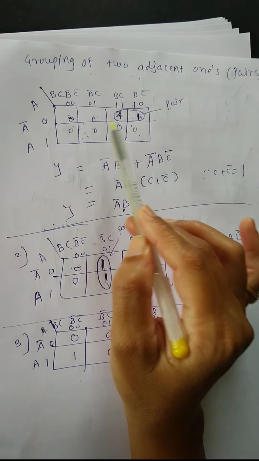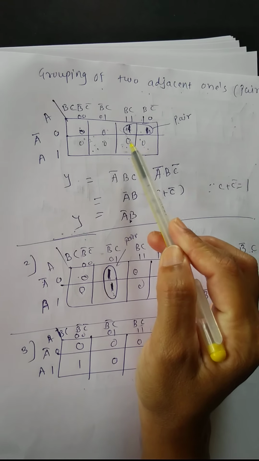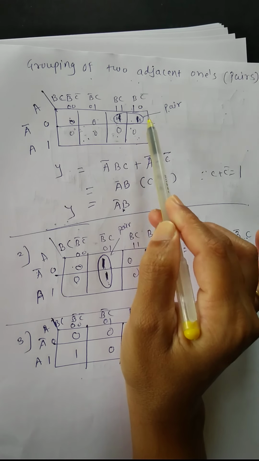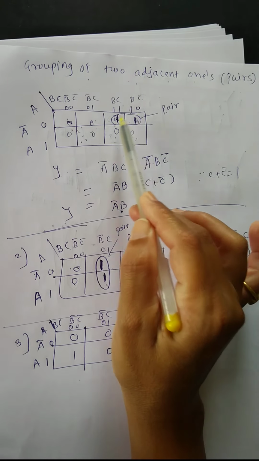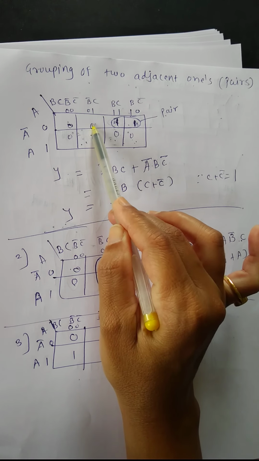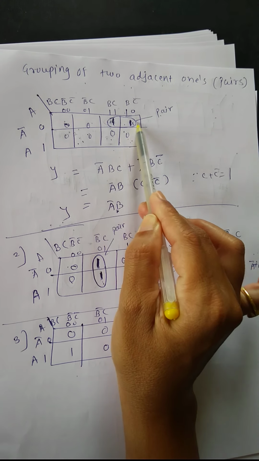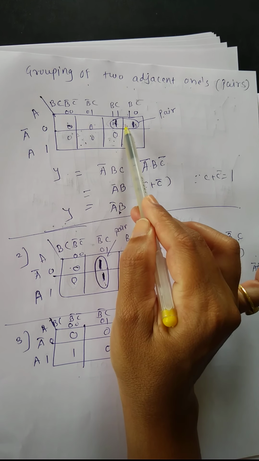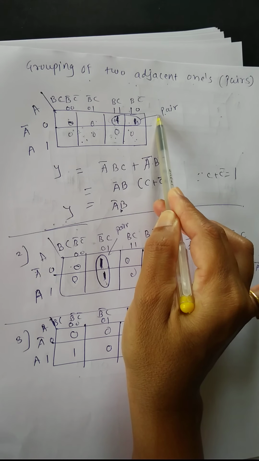You have to first check how many ones there are, and how many pairs, quads and octets on that K-map. For this one, there is no adjacent one here, and for this one also not, but this one has an adjacent one. You have to check where the adjacent ones are. For this one, an adjacent one is here, and for this one an adjacent one is not available there, but is available here. So we group these ones, and since there are two adjacent ones, that grouping of two adjacent ones is called a pair.